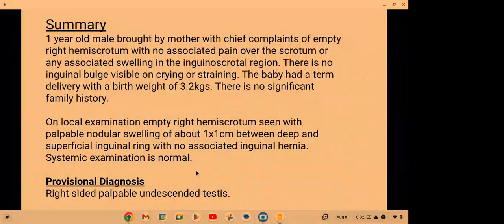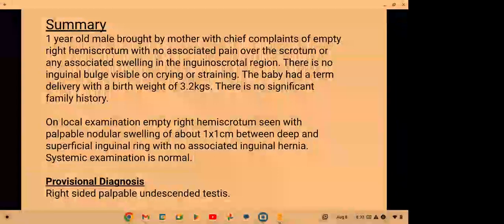Especially if there is no swelling palpable in the inguinoscrotal region, you will have to ask your sonologist to look for ultrasonography of the retroperitoneal region. The sonologist will not be able to pick up most of the time, but if there is an associated renal anomaly, you need to find out. Okay, proceed with the rest of the examination.